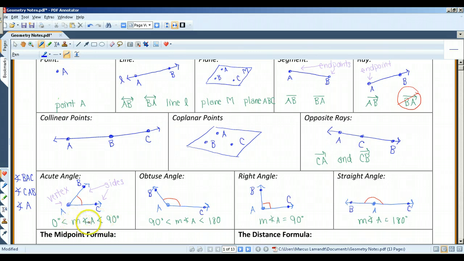The M in front of the angle indicates measure. So what this says is the measure of angle A. So what this is saying is the measure of angle A is in between 0 and 90 degrees.